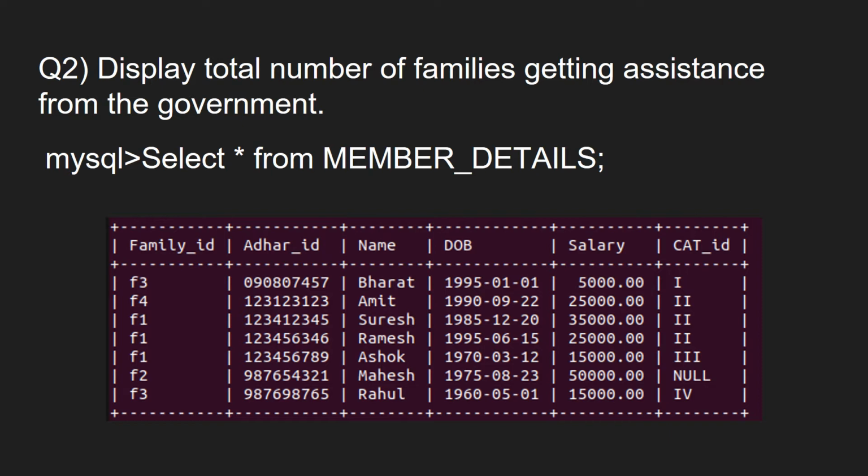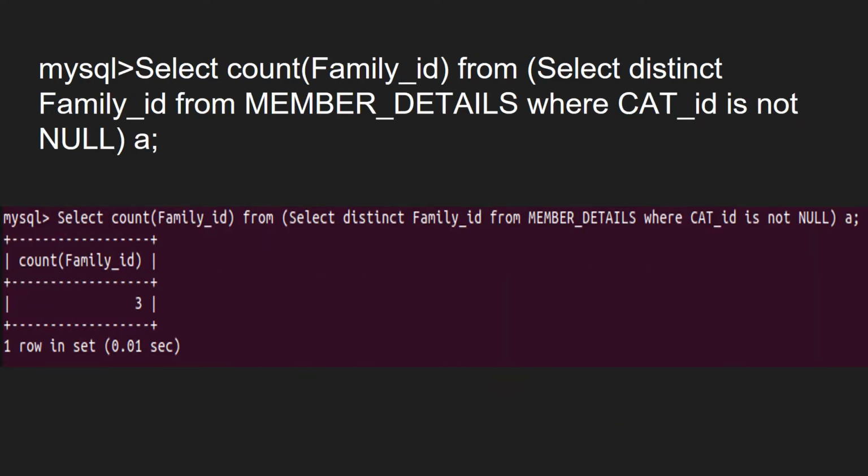For instance, take the example of family F1. There are 3 members from family F1 mentioned in the table who are getting assistance, but they will be counted only once. Now let's move to the query. Since we need to count the families, the count function will be used. So the query will be select count family ID from. Now here it is important to choose the table from which the data will be retrieved.